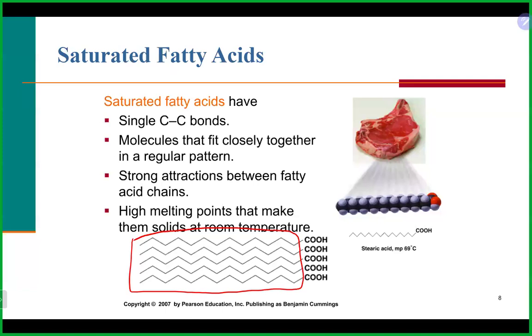Because those chains are really long and all single bonded, they fit nicely with each other. They actually get a pretty good attraction between those different fatty acids on that part of the chain. They're able to use their dispersion forces fairly well here. And because of that, when we have saturated fatty acids, we get that really strong attraction, and that results in things that have a higher melting point. And typically, this type of fat is more of a solid at room temperature, hence the steak over there, right?